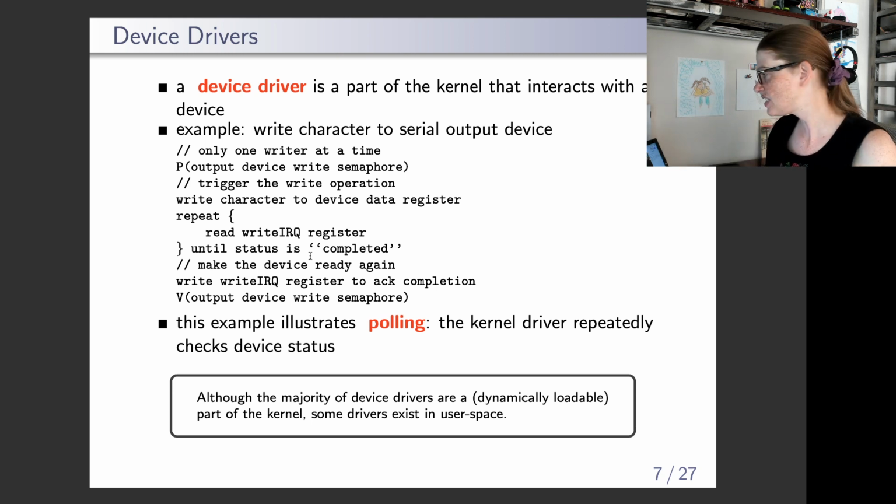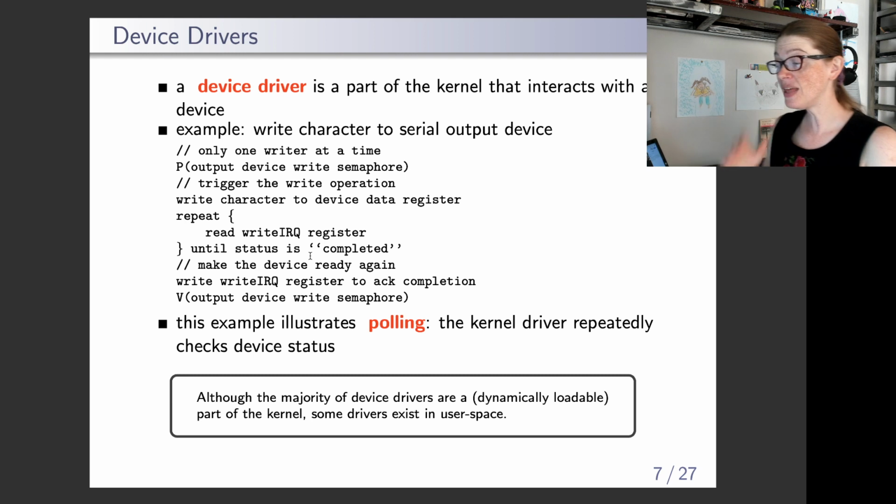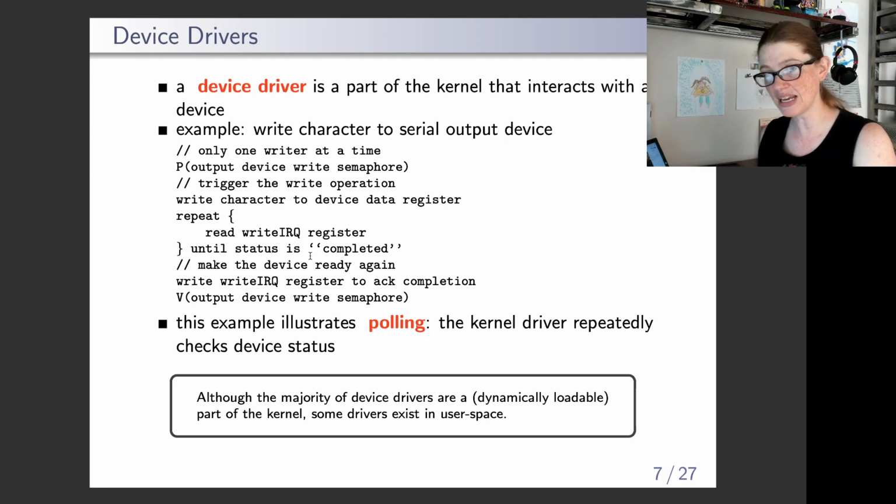The device has to realize, oh, somebody wrote to my character buffer. And then the device has to say, oh, that means you want to put it on the screen. Okay, let me do that. That takes time. So we can't actually release the semaphore until the device has completed the task we've asked it. So we need to wait until the device completes.